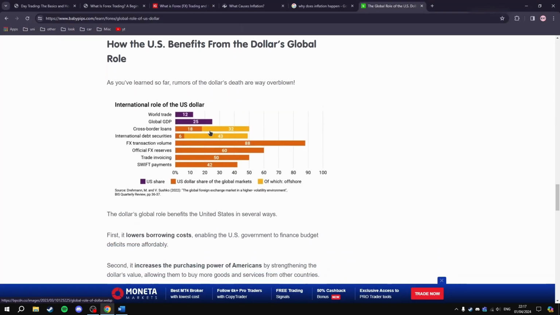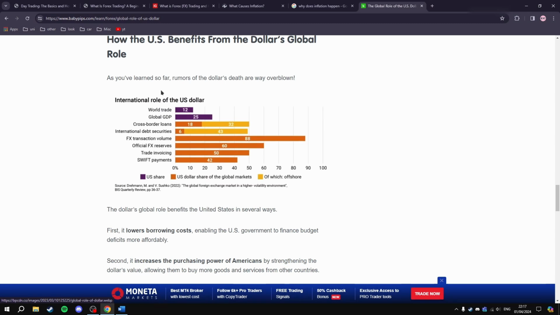How the US benefits from the dollar's global role. As you've learnt so far, rumours of the dollar's death are way overblown. International role of the US dollar: world trade, global GDP, cross-border loans, international debt securities, FX transaction volume are really high; official FX reserves, trade invoicing, SWIFT payments are high, of which offshore US dollar share of global markets.